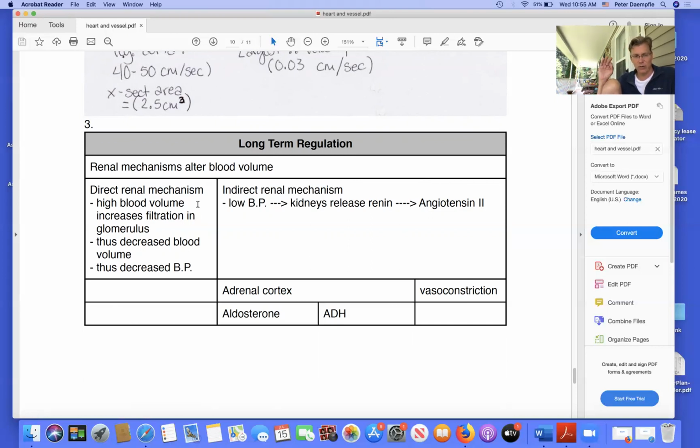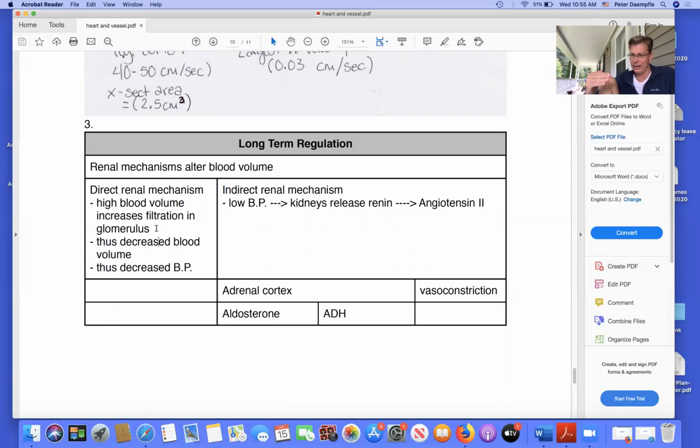Let me repeat. The direct renal mechanism means that as you have a higher blood volume, you will have more filtration in the glomerulus of the kidney. That's the filtering part of the kidney. And therefore, if there's more filtration, there's less blood volume. More is getting filtered out, you're peeing out more.